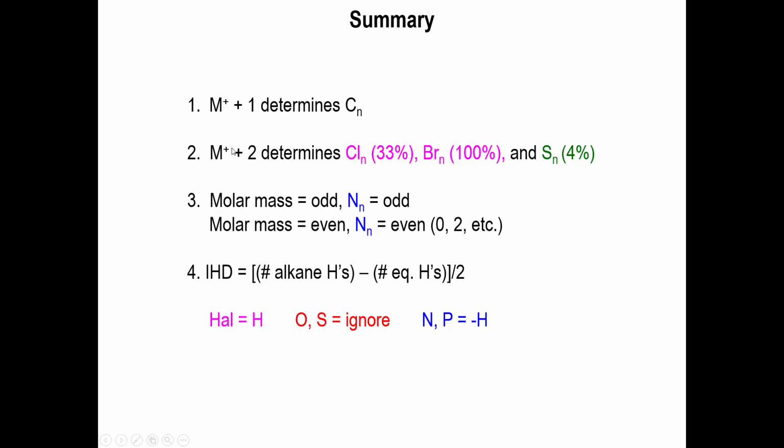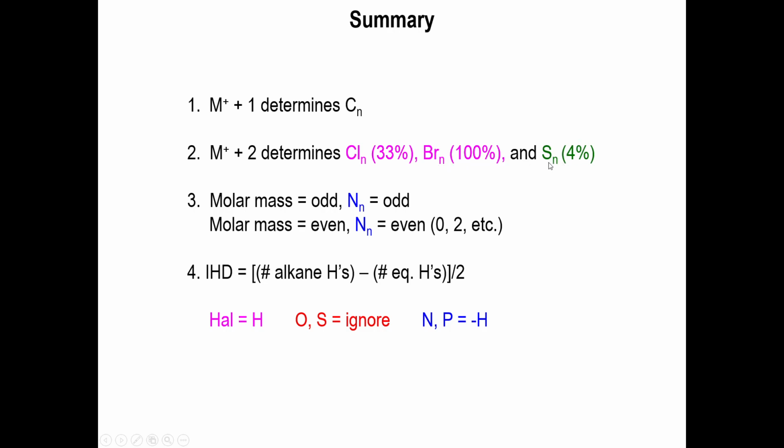If you do have an M plus plus 2 peak, this is going to tell you whether chlorine, bromine, or sulfur are present. And the way to basically tell is that the abundance of that peak has to be a multiple of 33 if you have chlorine, or it has to be a multiple of 100 if it's bromine that you have in the molecule, or it has to be a multiple of 4 if it's sulfur that you have in the molecule.